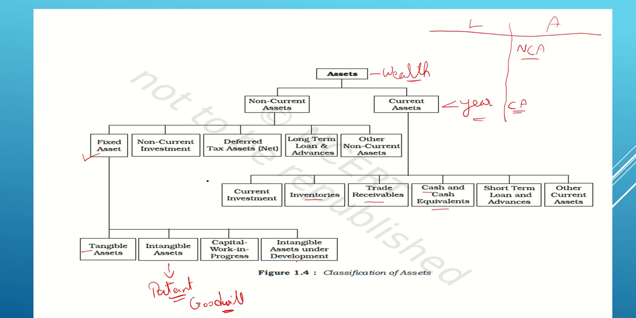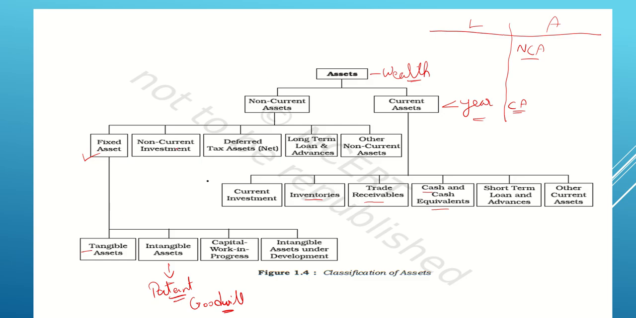Likewise, intangible assets under development. Supposing I have applied for a patent or copyright and it takes time for the whole process to happen. Till then you can mention the process as under development here. So all these are fixed assets.